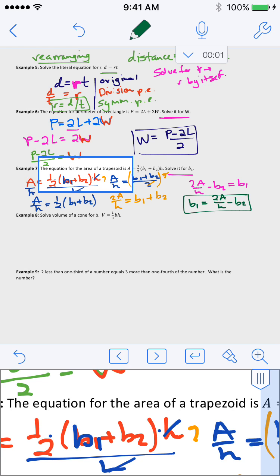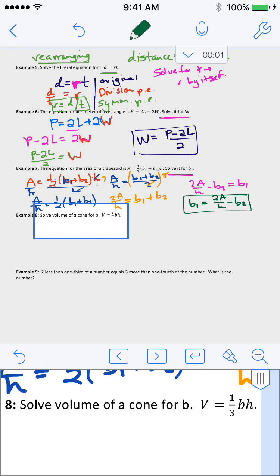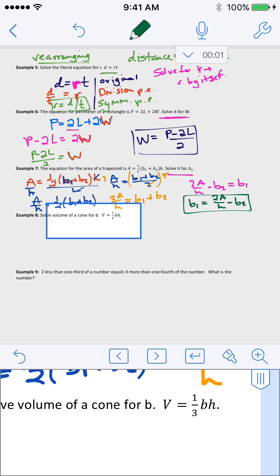Okay. All right. Next problem: solve the volume of a cone for B. V equal to 1/3 BH. That's volume is equal to 1/3 base times height. Again, not necessary to know that. So why don't you guys try it out yourself now? Solve it for H. Or sorry, solve it for B. Pardon me. Solve it for B. Do what it says on the page. Remember to pause the video.